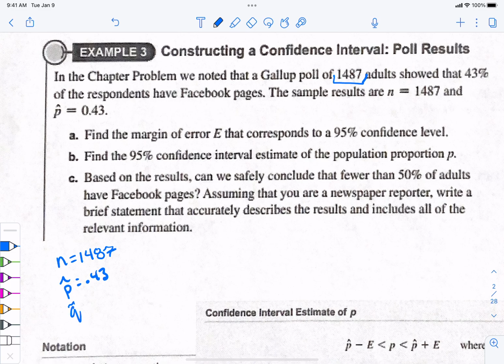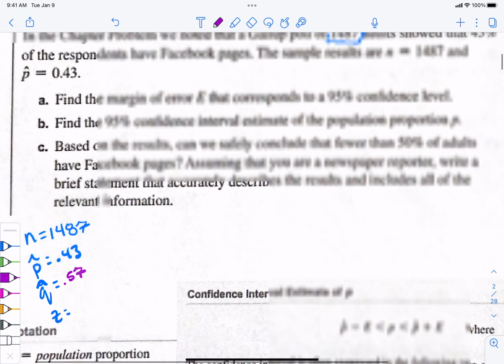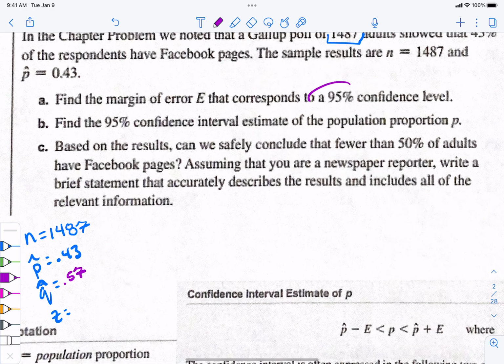We need to know what q hat is, and we need to know what the z value is. So what's q hat? We can find that out right now. 0.57. Okay, all right, and then it says find the margin of error for a 95%. What is z for 95%? Look it up on your chart.